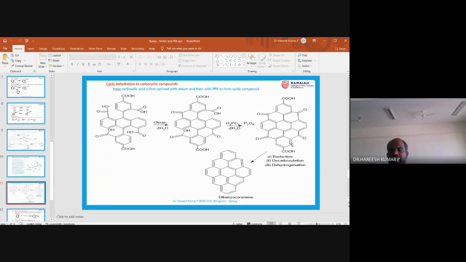So the obtained keto acid is subjected to reduction. Reduction means CO is converted into alcohol. This CO also converted into alcohol, this CO also, this CO also, on reduction. And then decarboxylation. Decarboxylation means COOH is converted into H.